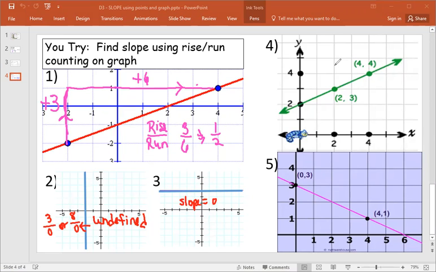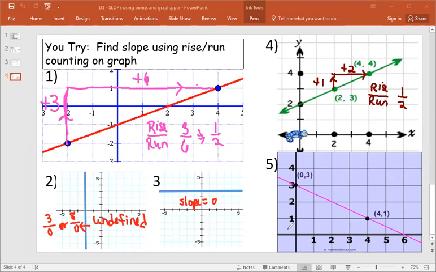Here I need to rise and run. So I'm going to start from the bottom. I'm going to rise up, positive 1, and then I'm going to run to the right, 2, positive 2. So once again, rise over run, 1 over 2. And this is positive. The line is going uphill.